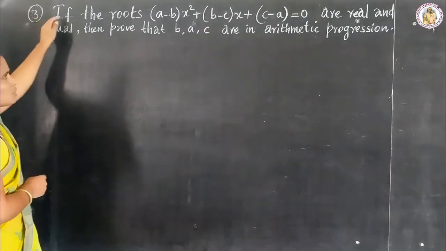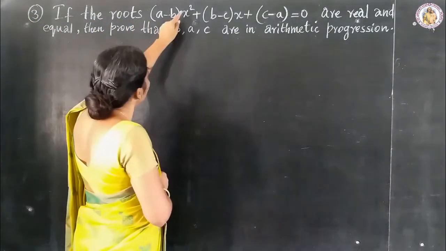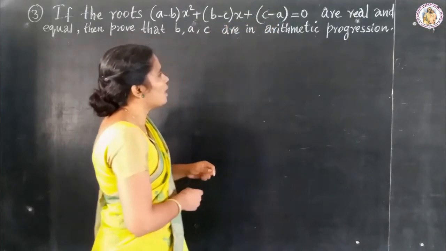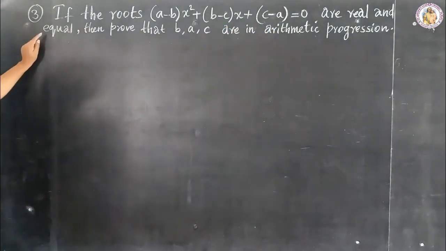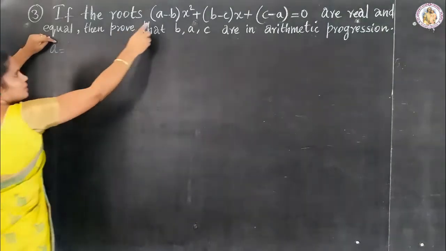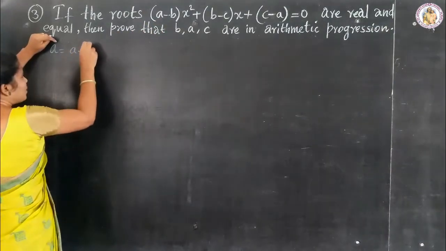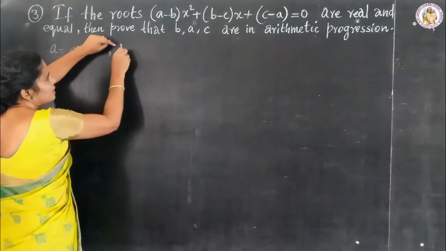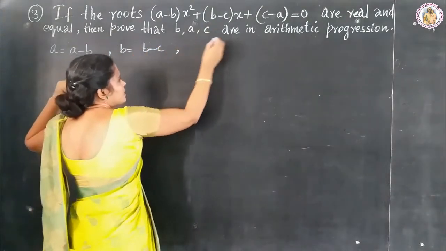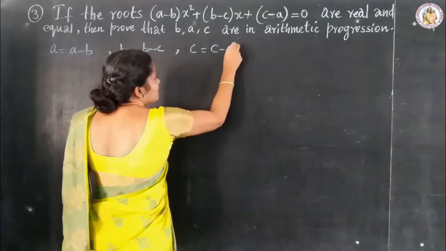Question number 3. If the roots of (a minus b) whole square x square plus (b minus c)x plus (c minus a) is equal to 0 are real and equal, then prove that b, a, c are in arithmetic progression. Now take A is equal to (a minus b), the coefficient of x square, and B is equal to (b minus c), the coefficient of x, and constant C is equal to (c minus a).